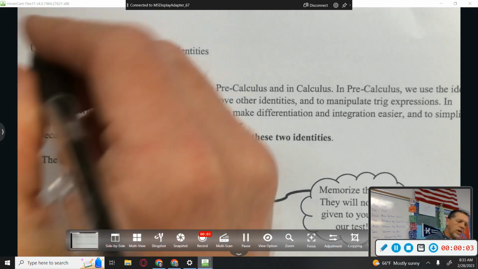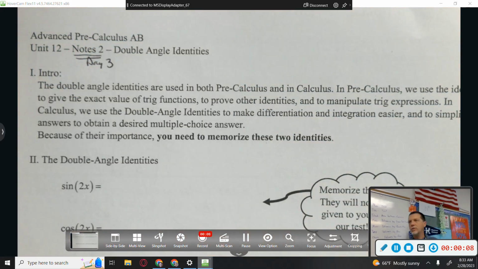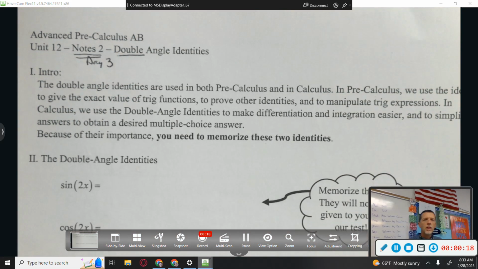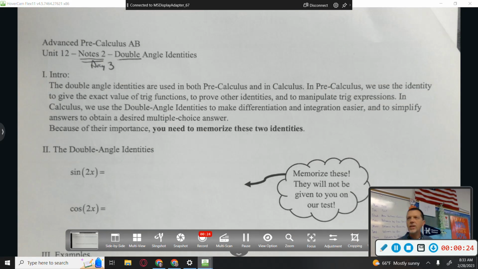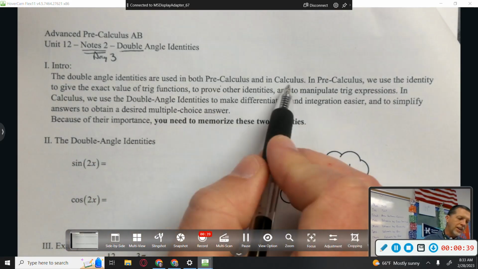So Unit 12, Notes 2, again, that's a little bit misleading. This is really day 3 because we spent 2 days on the sum and difference. And so now we're to the doubles. It's really similar to the sum and difference ones in that you get an equation, you draw a picture, you plug into the equation, you simplify stuff. Like, it's pretty straightforward, very similar to, or at least the first half is very similar to what we did yesterday. Double angle identities are used in pre-cal and calculus.